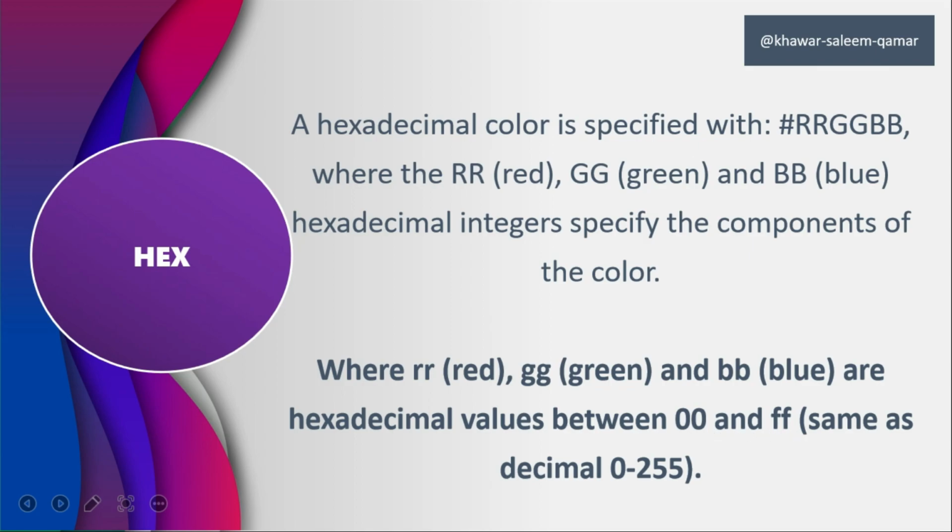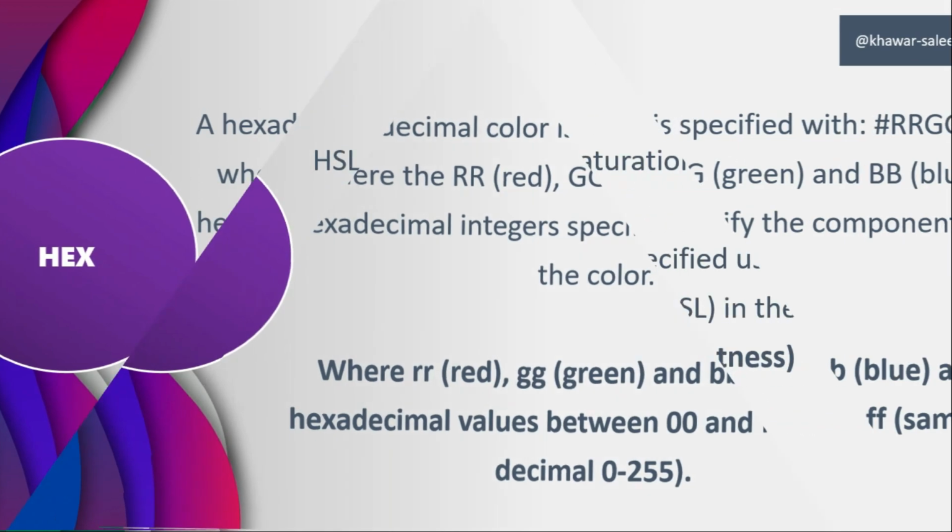The digits right here cannot exceed 00 or FF. The color code or the alphabet for each red, green, or blue is between 0 and F. This is the hex code. These are the hex codes for both of these respective digits, 0 and 255.